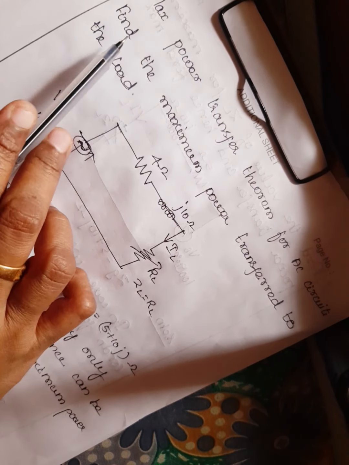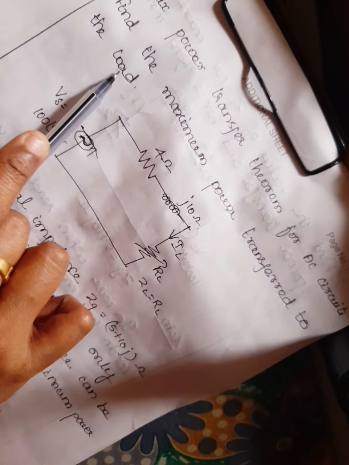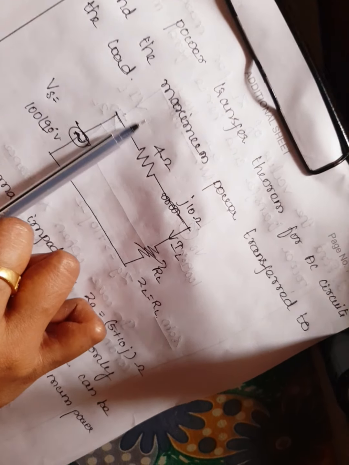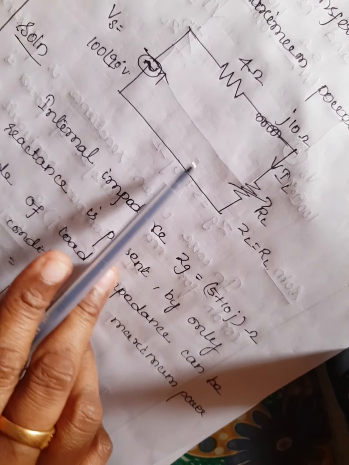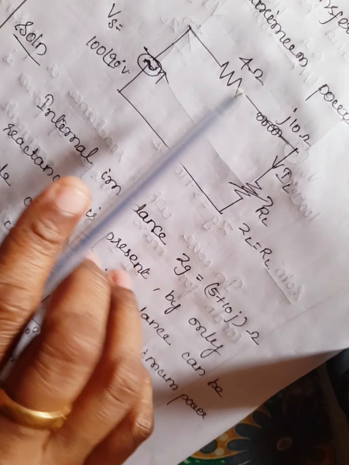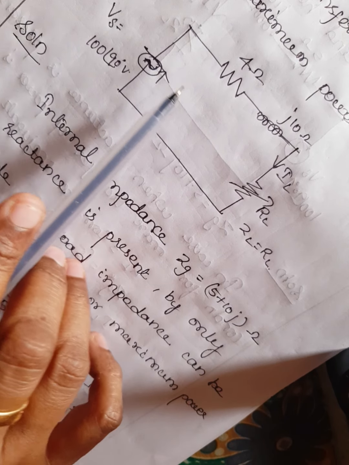So next we can see the maximum power transfer theorem for AC circuit. See the question: find the maximum power transfer to the load. In an AC circuit, from the circuit itself we can identify that along with the resistor there will be an inductor or capacitor, the passive components.